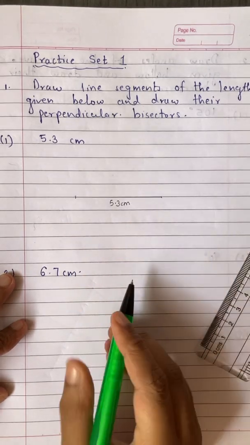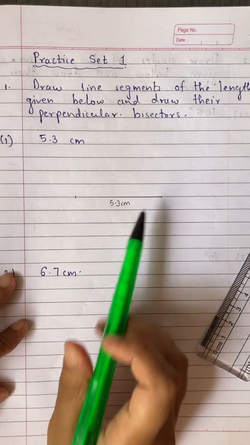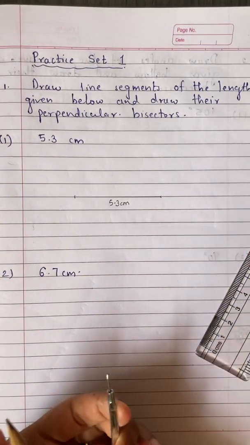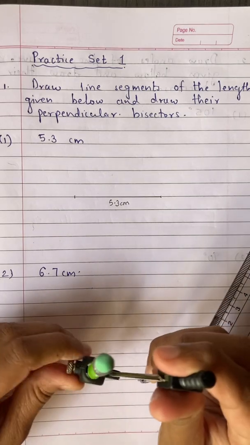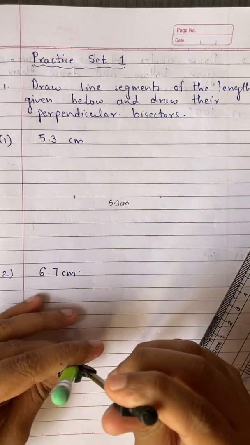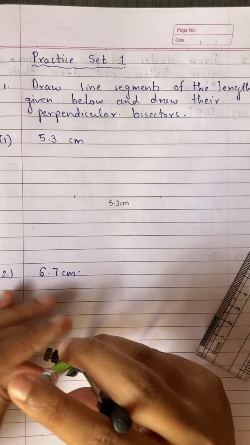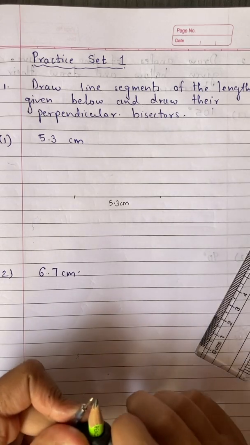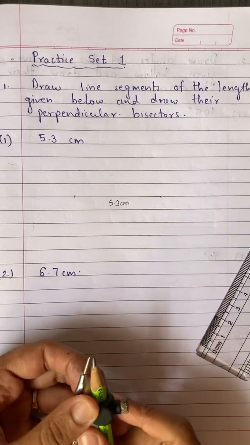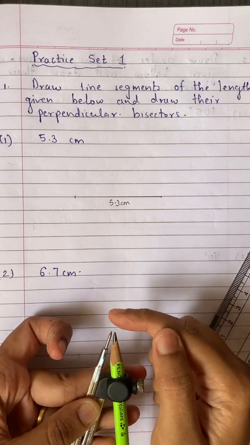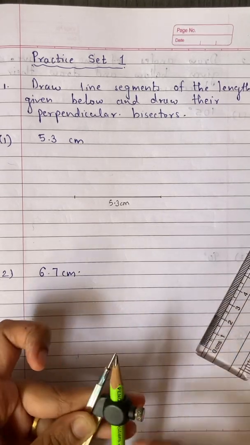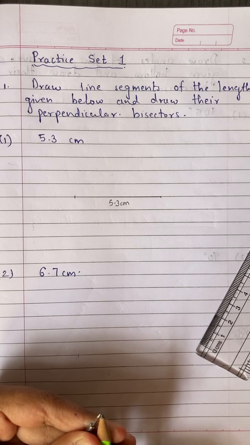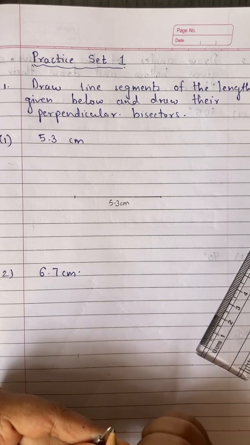5.3 centimeter. So of this segment we have to draw perpendicular bisector. So we have to again use compass and take a length. First I'll adjust the compass properly. So students, don't forget to adjust your pencil. It should not be like this. It should be at the perfect length. Pencil should be of the perfect length of the other pointer of the compass.